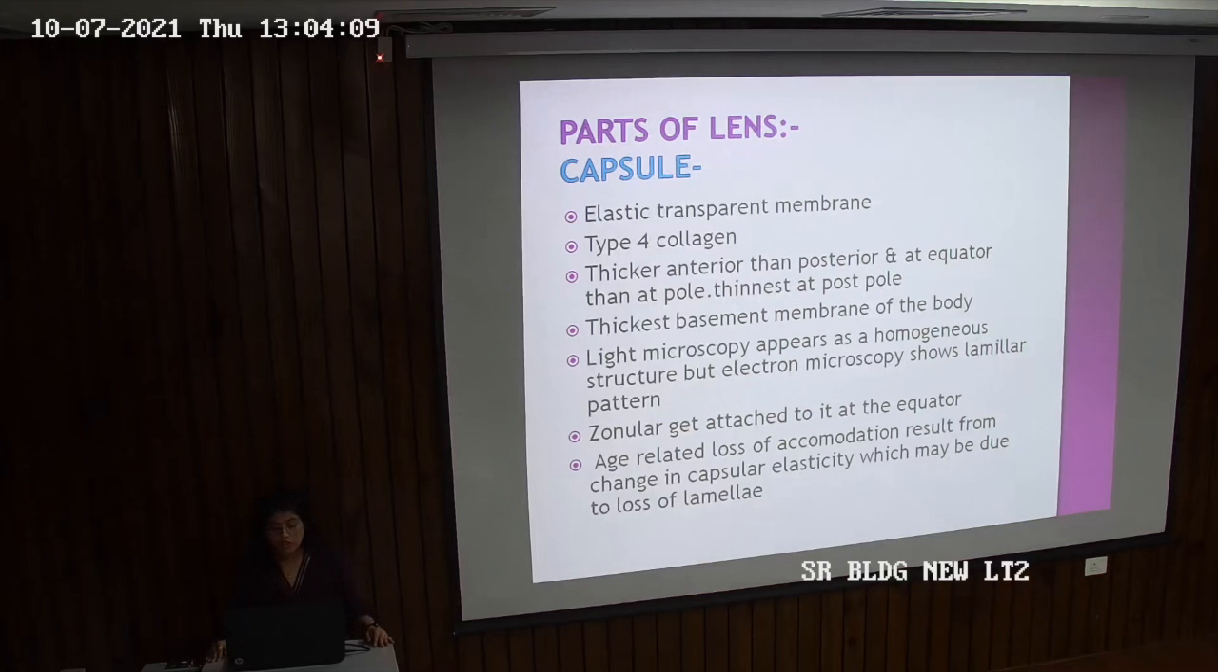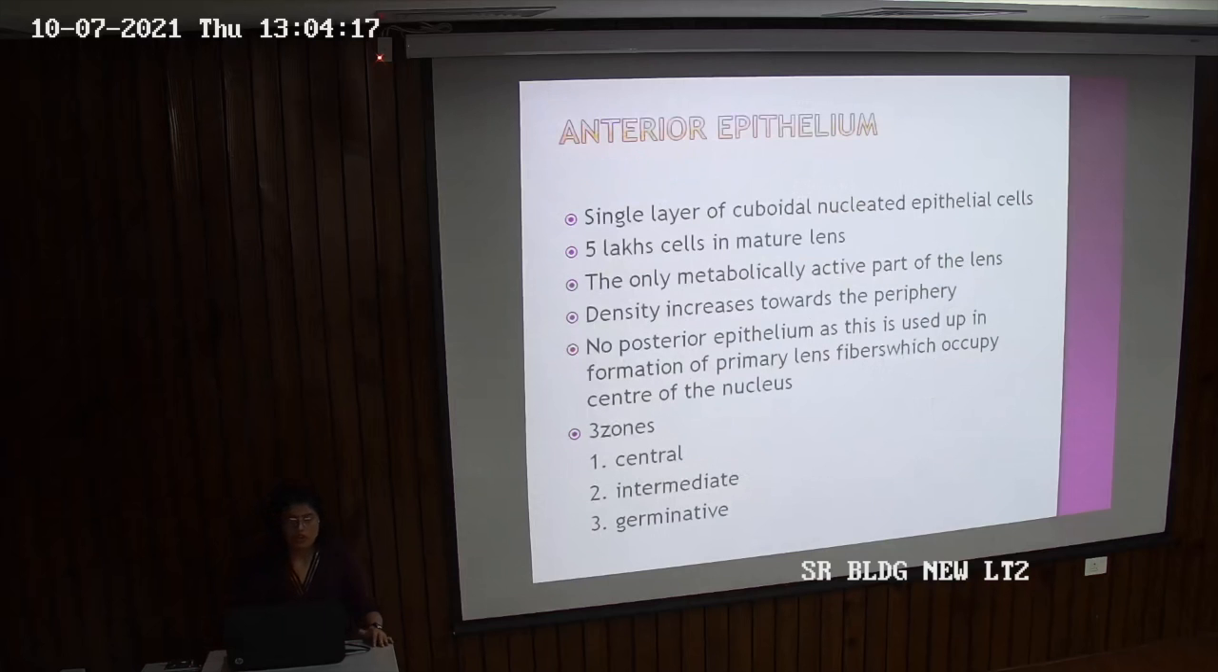So age related loss of accommodation results from the change in capsular elasticity, which may be due to the loss of lamella. Now here I mentioned anterior epithelium, but basically the topic is epithelium, but this is the foremost important, so I mentioned it under a heading of anterior epithelium.